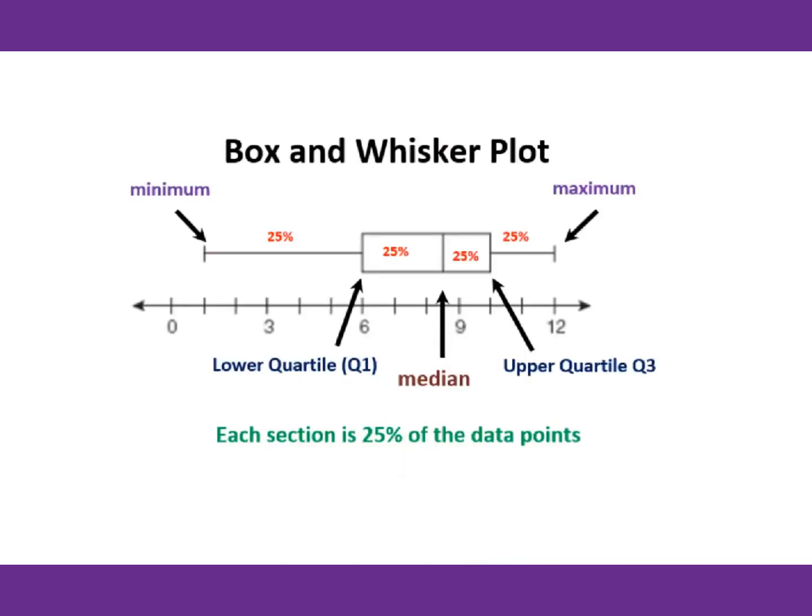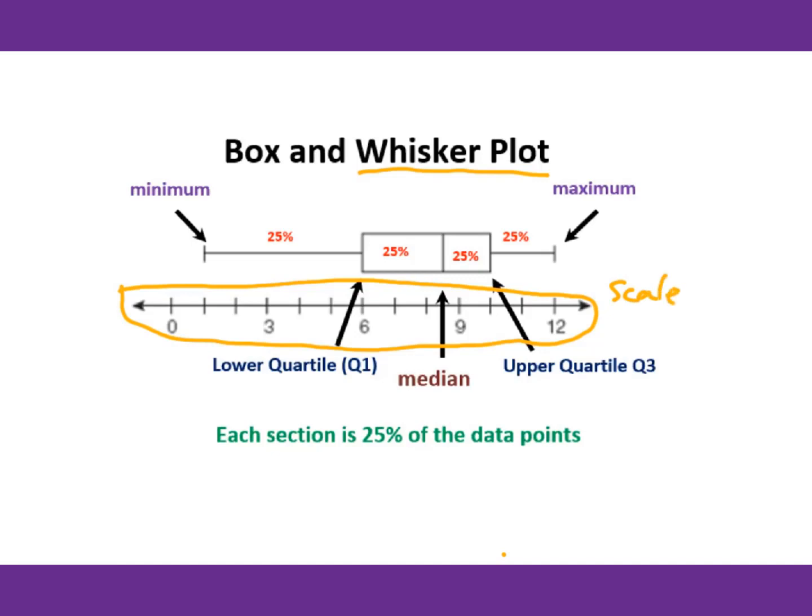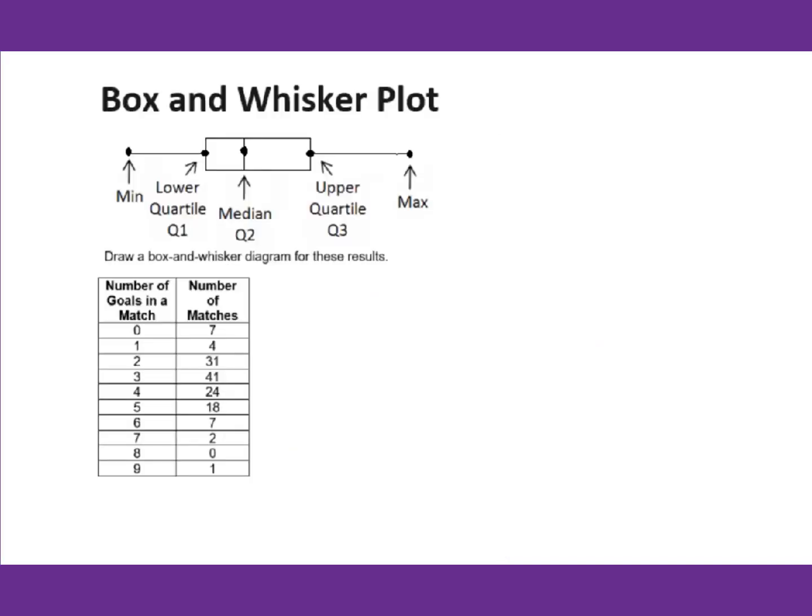Let's look at the whisker plot again. At the bottom, we have this line. This line shows the scale. So you have to show this line when you draw the whisker plot. And we have minimum point, the first quartile, then median point, then we have upper quartile, then here's the maximum value. Now we are given a table. We need to draw a box and a whisker diagram for these results.